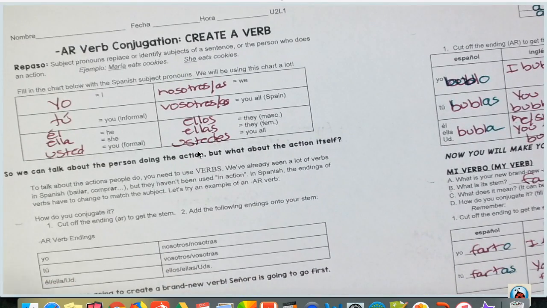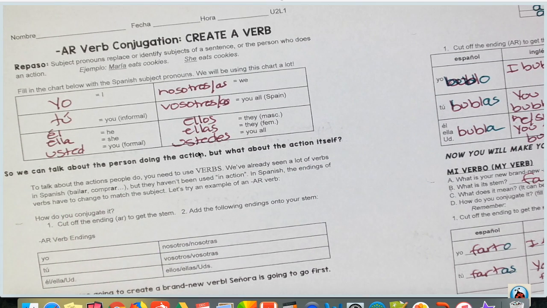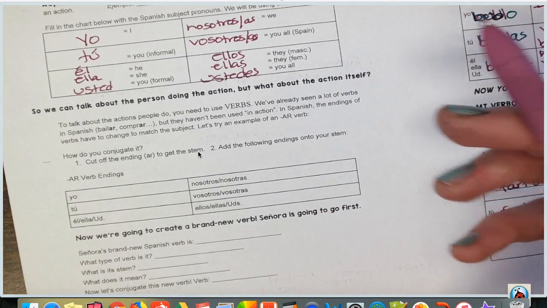And so we can talk about the people doing it, but the one thing we could say is that we have to do something. We know how to say that. We can say that I like something. But what we're really missing is to talk about people and to talk about the actions people do. You need verbs. So we've already seen a lot of verbs. We've seen bailar, we've seen comprar, but we haven't really seen them used in action attached to a subject. So that's what this is all about.